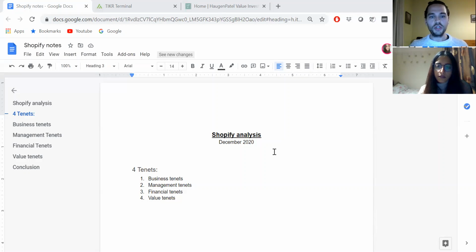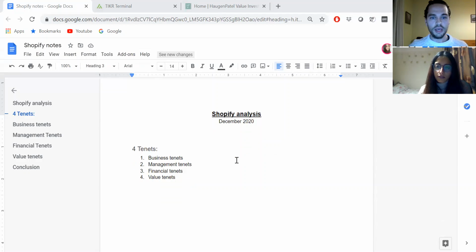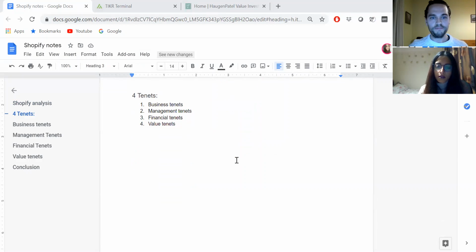So we thought we'd just go through the four different tenets because these are the tenets that we use when we evaluate companies. And then we've just done some notes. So we're just going to go through the notes and sort of take you through them. So that's it. So Rosh, do you want to start with the business tenets?